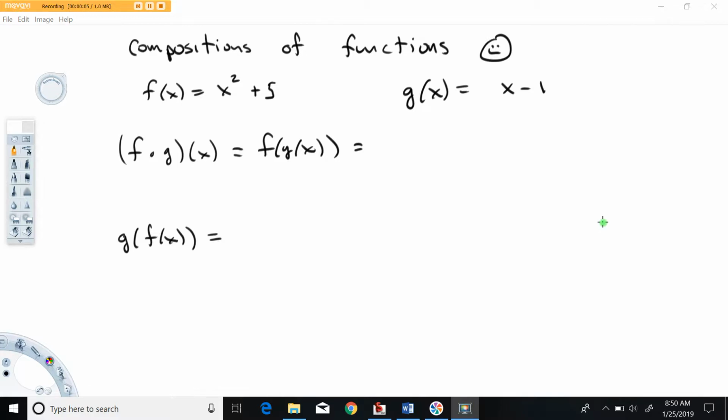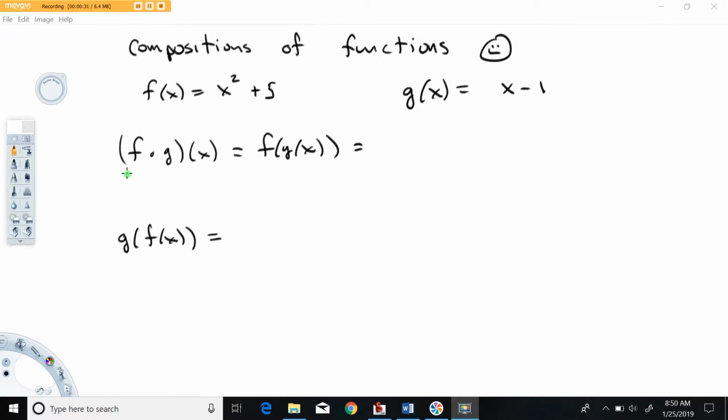I'm making this video here to discuss composition of functions. The idea behind a composition of a function is to take one function and basically put it into another function. Given these two functions, f of x equals x squared plus 5 and g of x equals x minus 1, what we're going to calculate is what's called f of g of x. And this is one notation that will sometimes be written something like this.